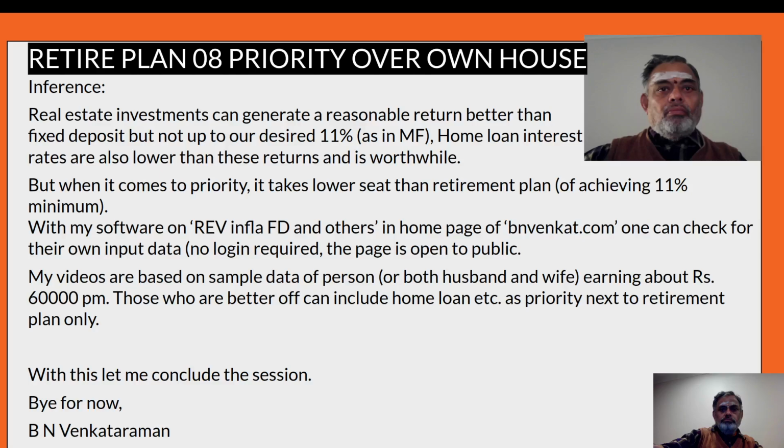My videos are based on sample data of a person, both husband and wife earning about rupees 60,000 per month. Those who are better off can include a home loan etc. as a priority next to the retirement plan only. With this, let me conclude this session.